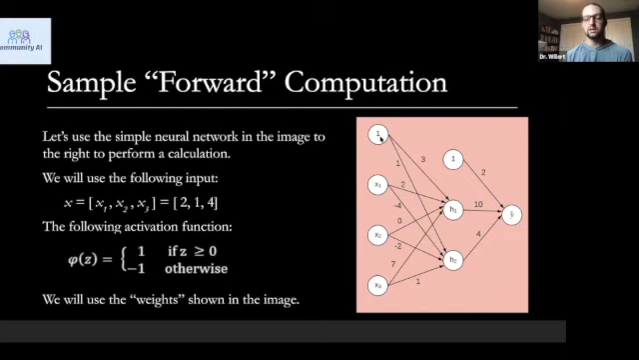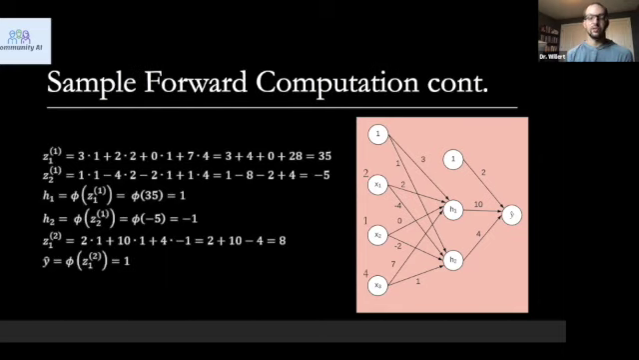So the weight connecting the node x1 to h1 is 2, and the weight connecting x1 to h2 is -4. We'll go through this computation. First, we'll compute z11, and remember z11 is the value of h11 before we apply the activation function. And so how do we compute that?